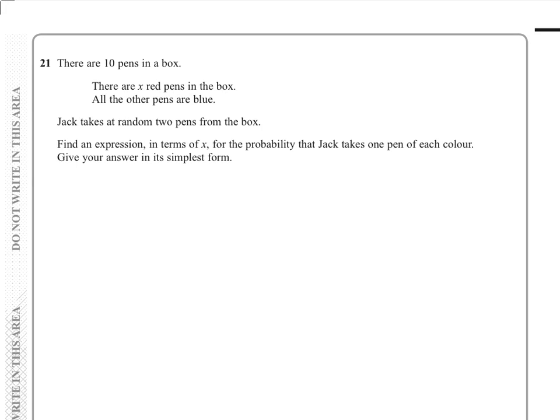Question 21. There are 10 pens in a box, and there are X red pens in the box. All the other pens are blue. Jack takes at random 2 pens from the box. Find an expression in terms of X for the probability that Jack takes 1 pen of each colour. Give your answer in its simplest form.